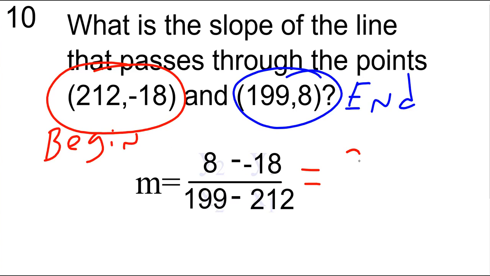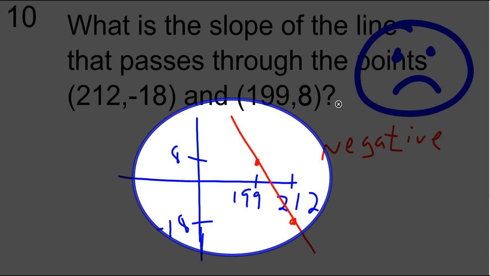8 minus -18 is 26. 199 minus 212 is -13. 26 divided by -13 is -2. And that's a pretty good match to our quick sketch.